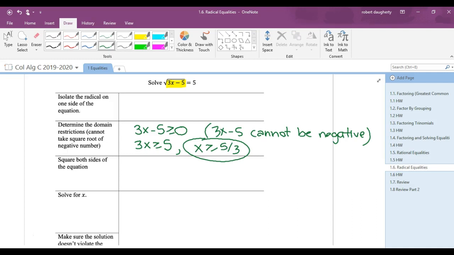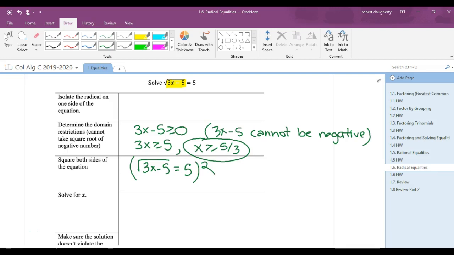Since this is a square root, I will solve it by doing what to both sides? What's the opposite of square root? Squaring. I will square both sides of this equation. So I'll come down here and I'll have 3x minus 5 equals 5. I square both sides of that equation. The reason I do that is it simplifies the left side. What is the square root of 3x minus 5, squared?